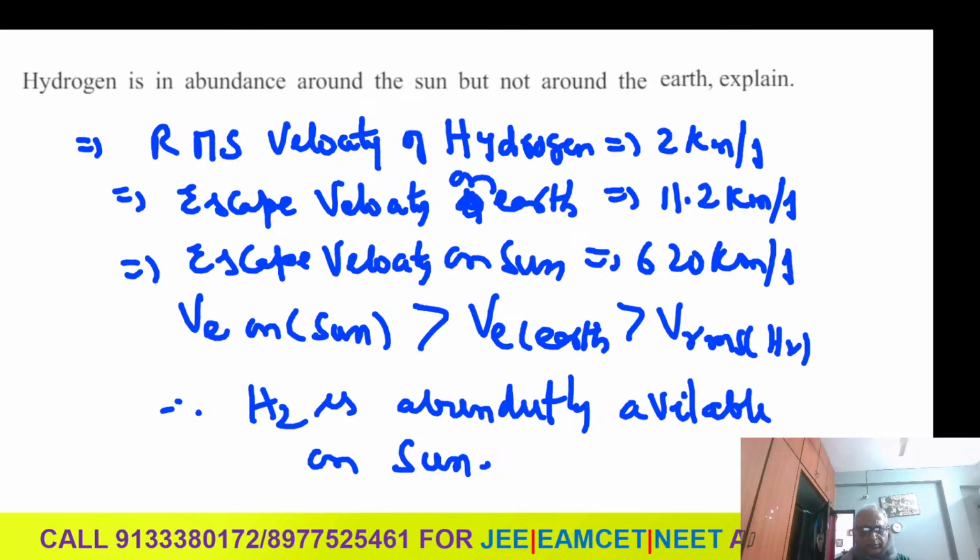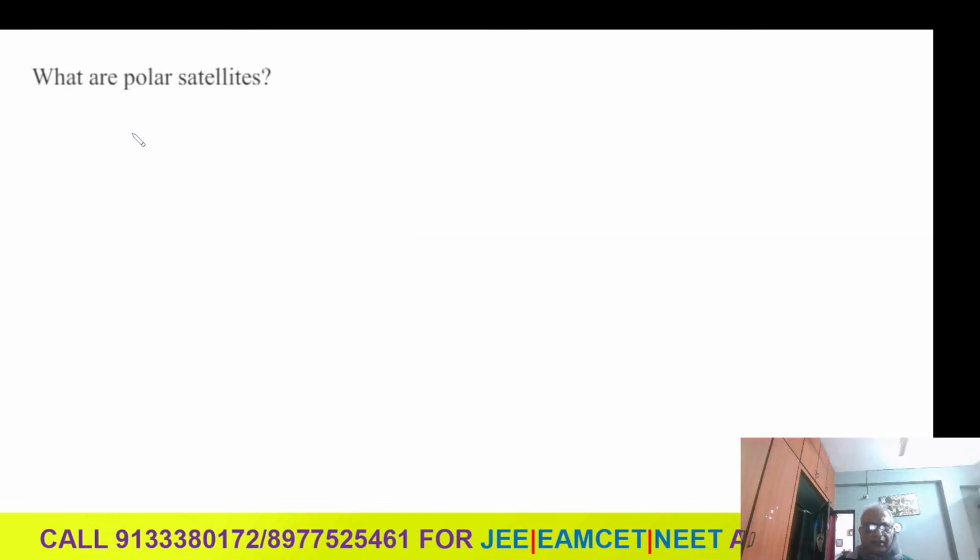Okay, students. What are polar satellites? You know the geostationary satellite? I'll tell you about it. It revolves around the earth from west to east. Time period is how much? 24 hours. Polar satellites are different.